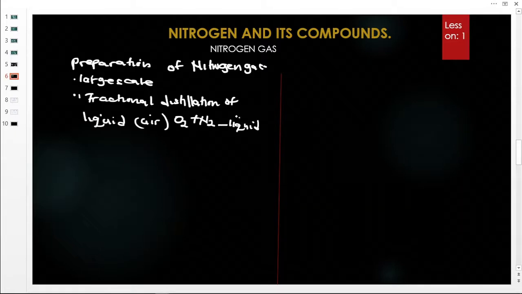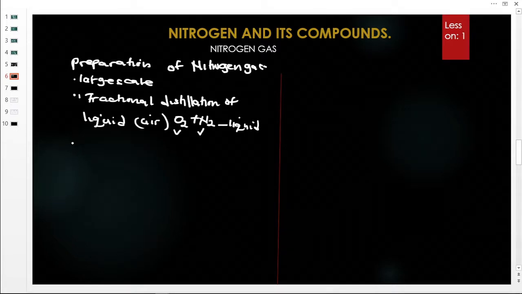So what we call liquid air is a mixture of oxygen and nitrogen. They are all in liquid form, then we distill them, meaning that each one has a different boiling point. That's why it's easier to separate liquid nitrogen from liquid oxygen, because these two liquids have different boiling points. Thus, fractional distillation of liquid air. This one applies on a large scale.